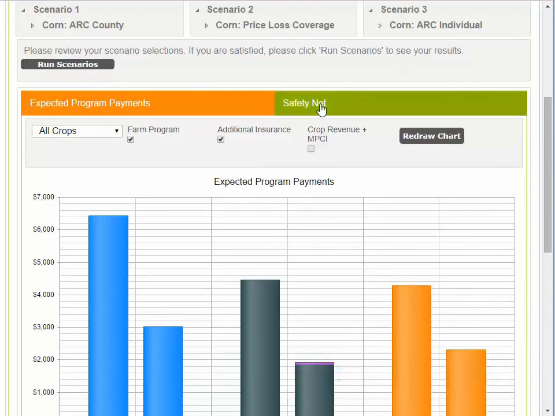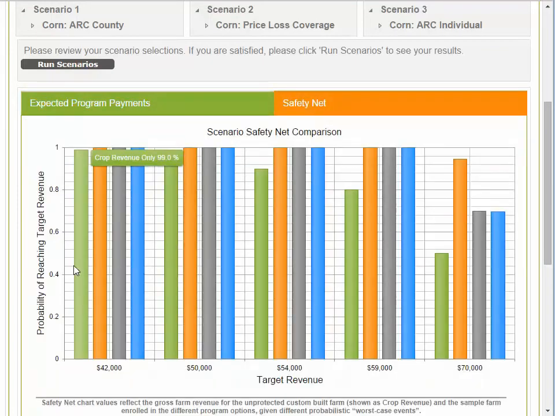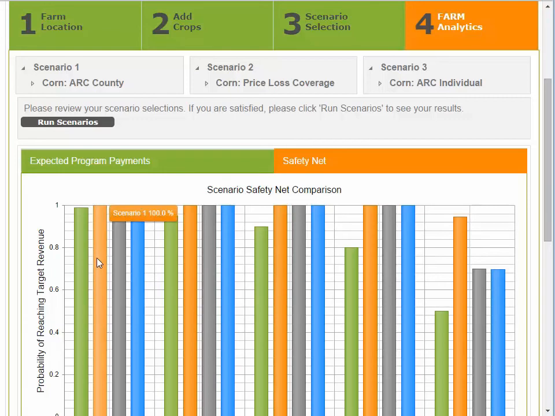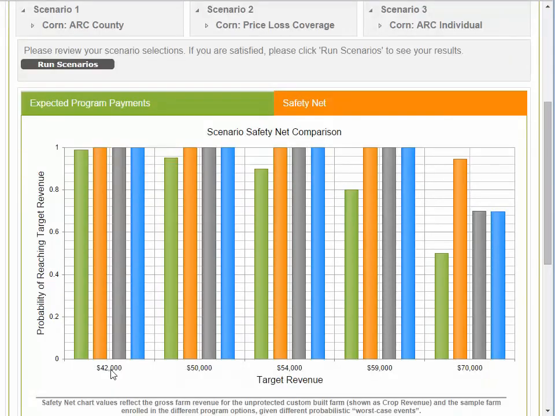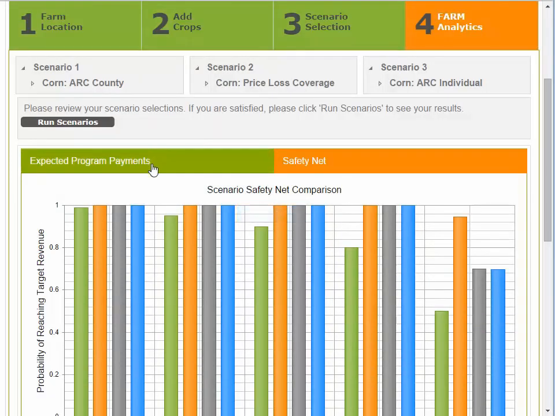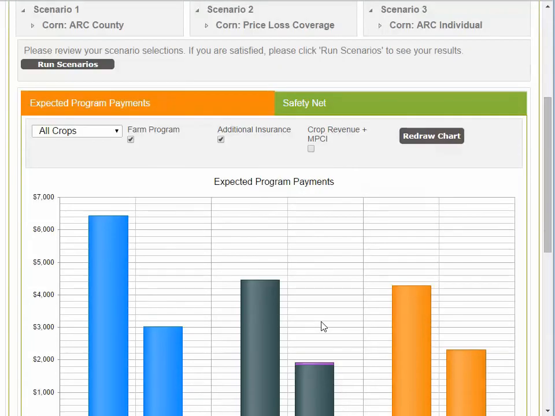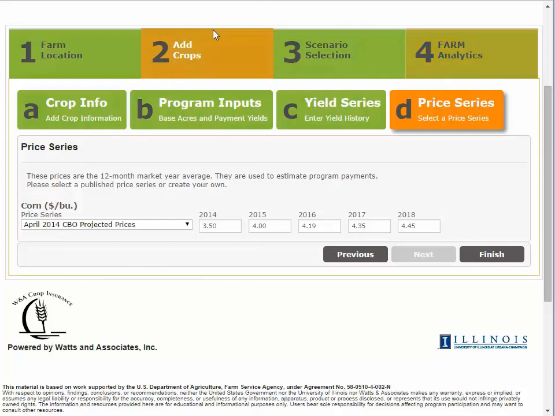You could also look at the safety net aspects of this, and here this bar gives us, with crop revenue, the probability under scenario 1 of meeting these different target revenues. As we go down, we decrease the revenue and increase the chances of making it. You can see here, scenario 1, we have a 94.6% chance of making at least $70,000. All right, we're back here to expected payments. We have all crops, but we only have one crop in here. I'm going to go back to add crops.